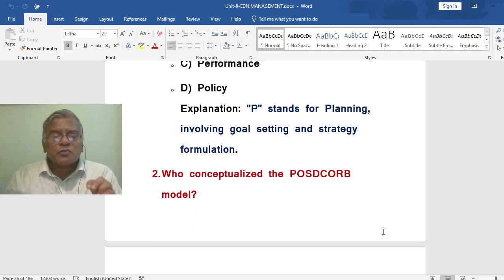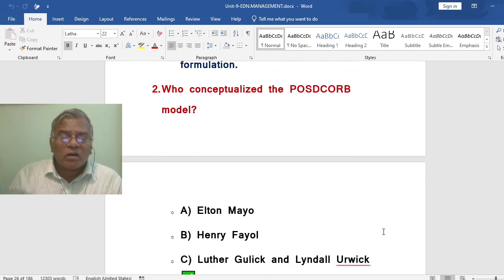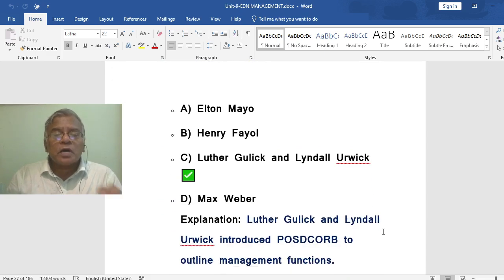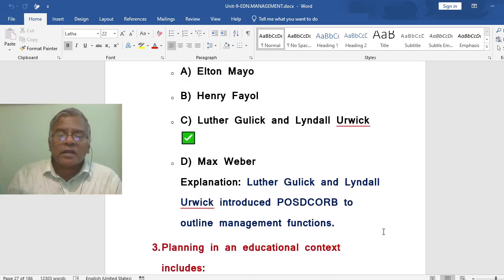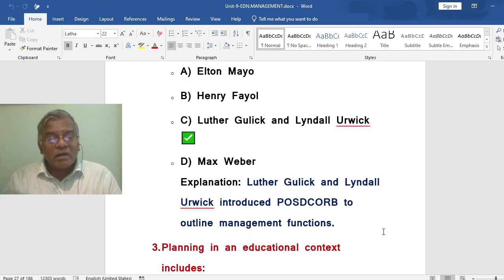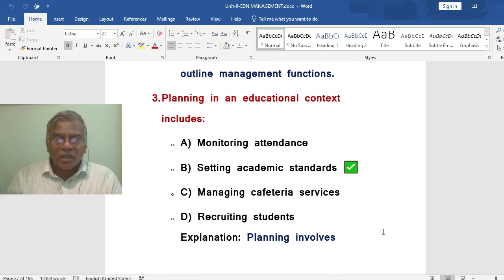Who conceptualized the POSDCORB model? He is Luther Gulick and Lyndon Urwick, and they are the persons who coined this term POSDCORB, who gave this concept. Luther Gulick and Lyndon Urwick introduced the POSDCORB to outline management functions. They gave these management functions.